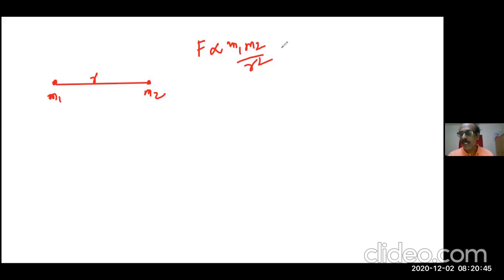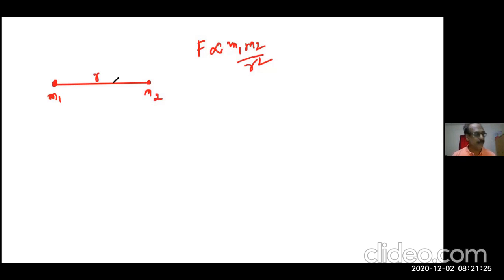Inversely proportional to the square of the distance between them. Let M1 and M2 be the two point masses, separated by a distance r. Then the force of attraction between them.